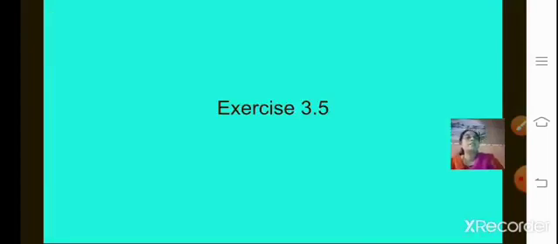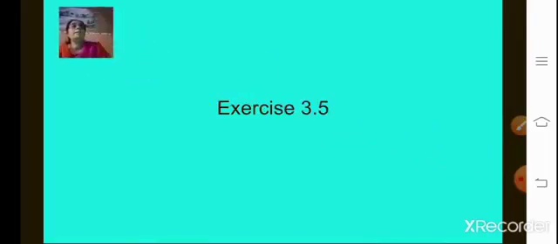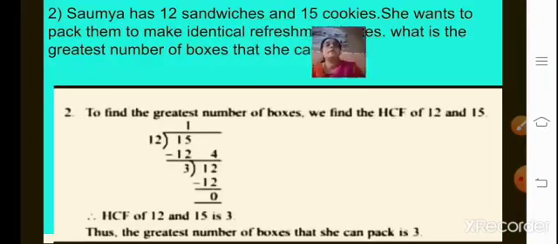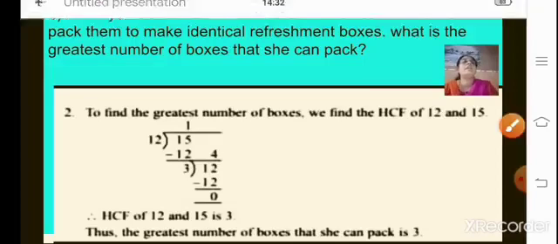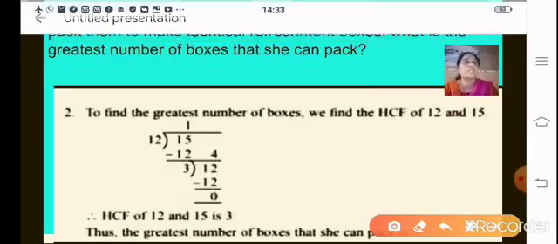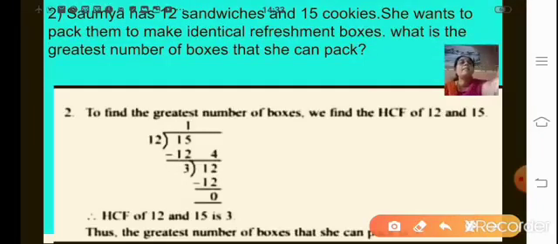Now let us come to exercise 3.5. Your textbook sums, which you have to solve in your math notebook. Okay, let us come to the second sum. Soumya has 12 sandwiches and 15 cookies. She wants to pack them to make identical refreshment boxes. What is the greatest number of boxes that she can pack?